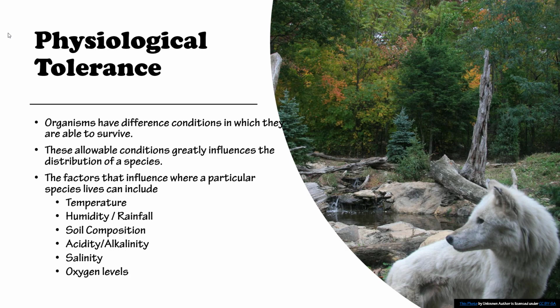Speaking of climates needing to be tolerable, this brings us to talk about physiological tolerance. Organisms have different conditions in which they are able to survive. These allowable conditions greatly influence the distribution of a species. The factors that influence where a particular species can live include temperature, humidity and rainfall, soil composition, acidity and alkalinity, salinity, and oxygen levels.